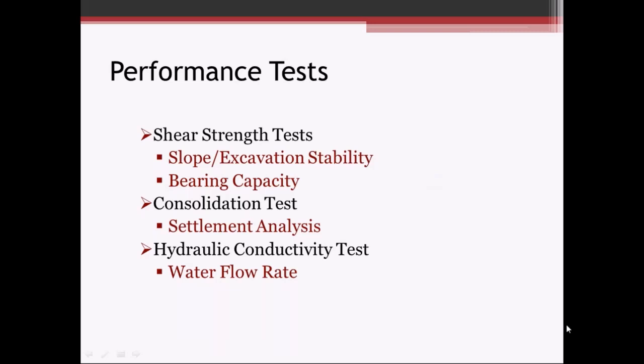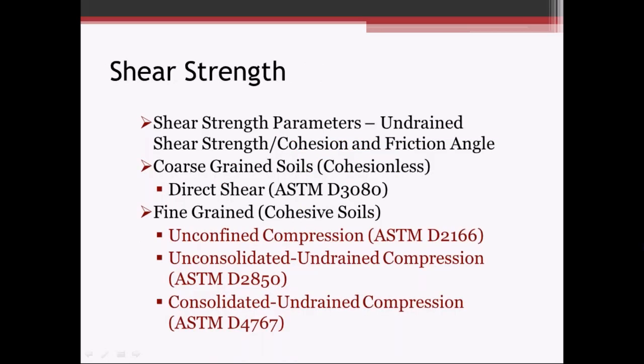Some of the performance tests we're going to be talking about today are shear strength tests, which are used for slope and excavation stability analysis, as well as bearing capacity analysis; the consolidation test for settlement analysis; and the hydraulic conductivity test to determine the flow rate of water through the soil. From the shear strength tests, we're looking to determine the undrained shear strength or cohesion, along with the friction angle of the soil.